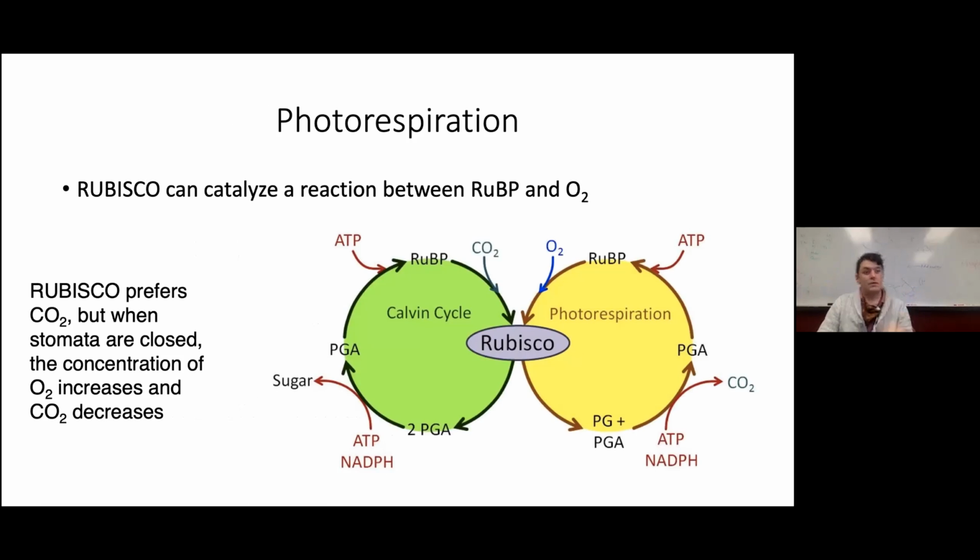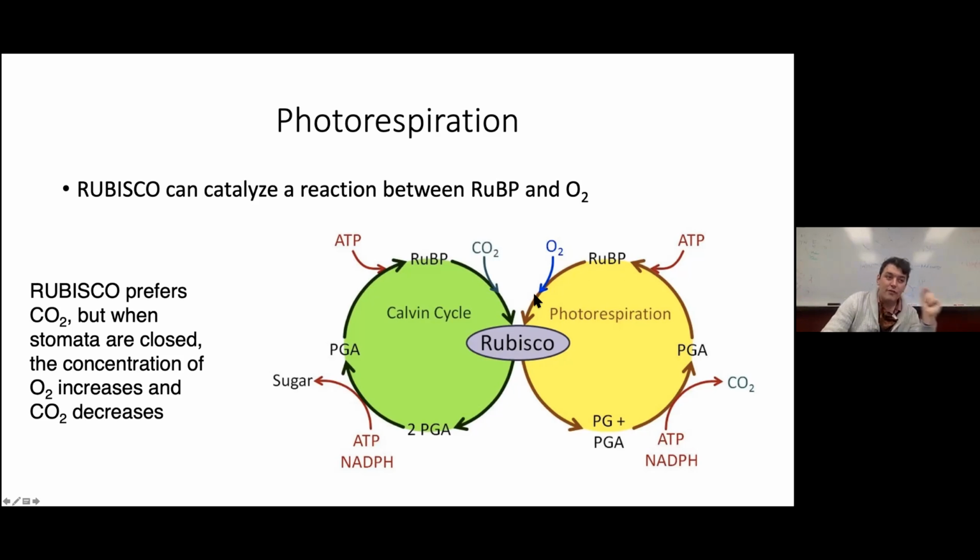The challenge that comes with closing the stomata has to do with this enzyme Rubisco that I've talked about a little bit. Rubisco ends in the 2 letters C and O. The C stands for carboxylase. It's an enzyme that fixes carbon dioxide. And the O stands for oxygenase. The enzyme also has the capability of fixing oxygen to this RuBP.